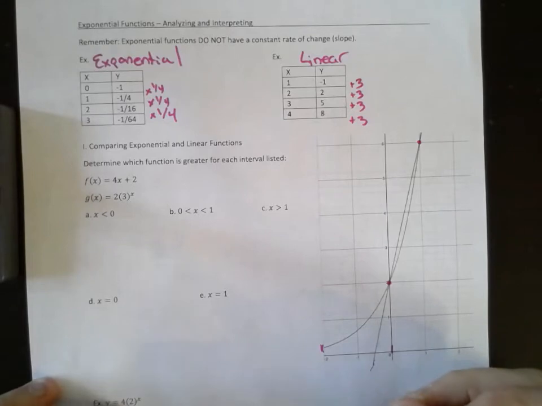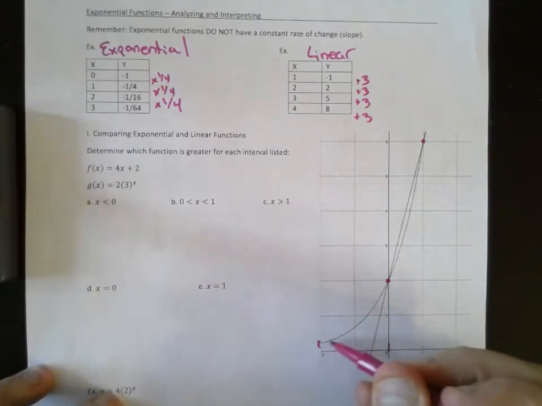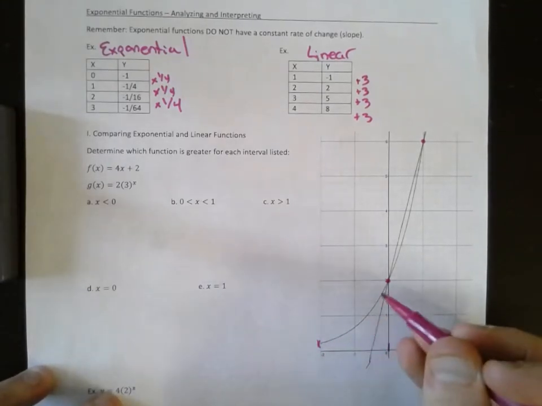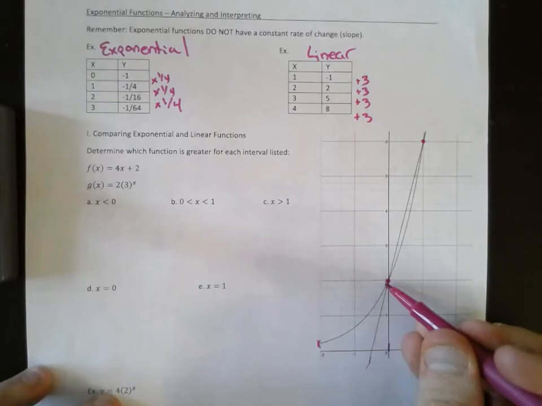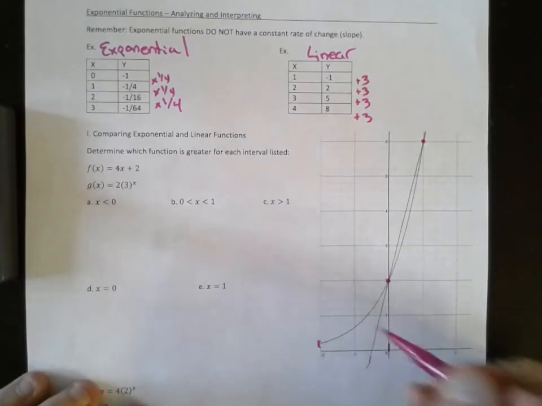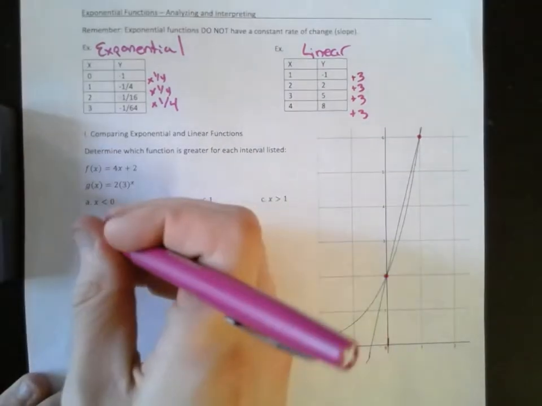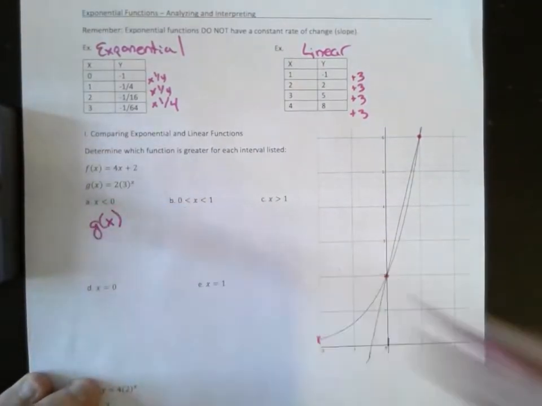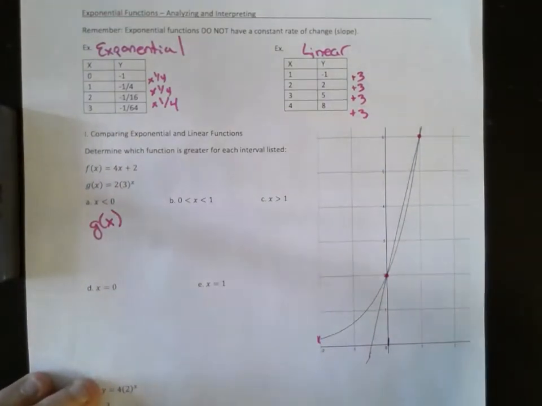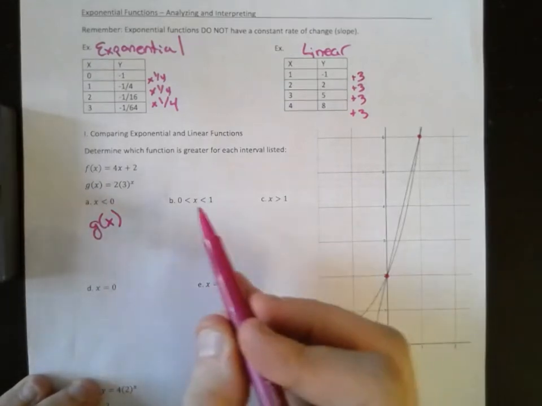So again, given the height of these functions, and that's what we're talking about, we're talking about the height. The height of this function, the y values of this function are larger from here to here than the linear function is. So if I want to know which function is greater, clearly the exponential function is greater within this interval from -infinity to 0.